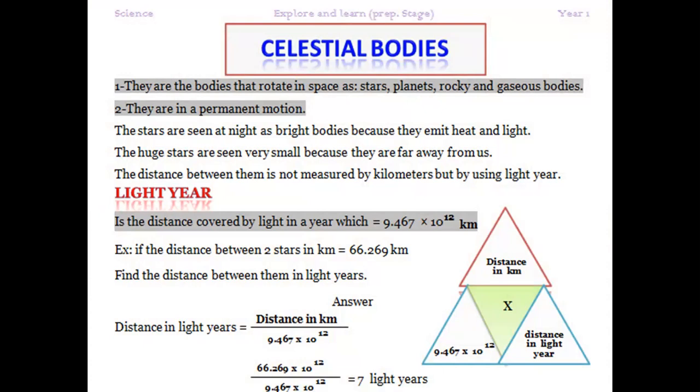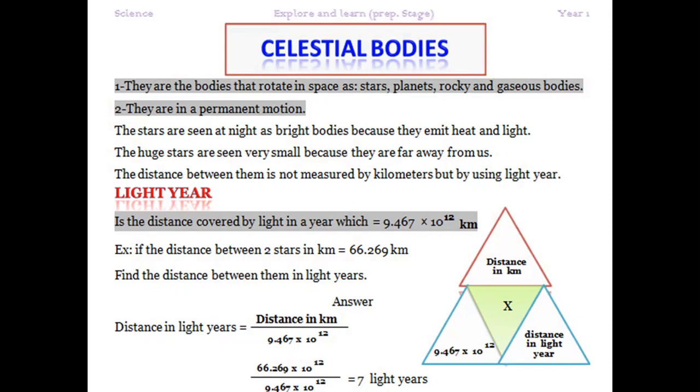The stars, of course, are seen at night very well because they are bright bodies. They are made of burning gases, as you know from your previous studies in primary four. So they emit heat and light. That's why they are shiny bodies. And they are different in sizes, different in shape. Huge stars are seen very small because they are far away from Earth. Some of them are medium, but although they are medium, they can be seen larger than the other big stars because they are nearer to us, such as the Sun.